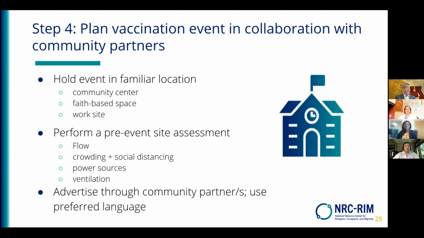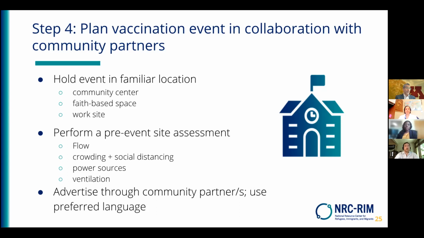As you continue to talk with the community partners, you want to hold the event in a familiar location. Depending on who your community partners are, some of them might have a space, if they meet in person, where their community members already come. That would be a good space to use for the vaccination. There might be a community center close by, or a faith-based organization might have a space. It might be a work site like the meatpacking plant we referenced in the case earlier. And some of you also shared in the chat different areas where you've held community vaccination events.